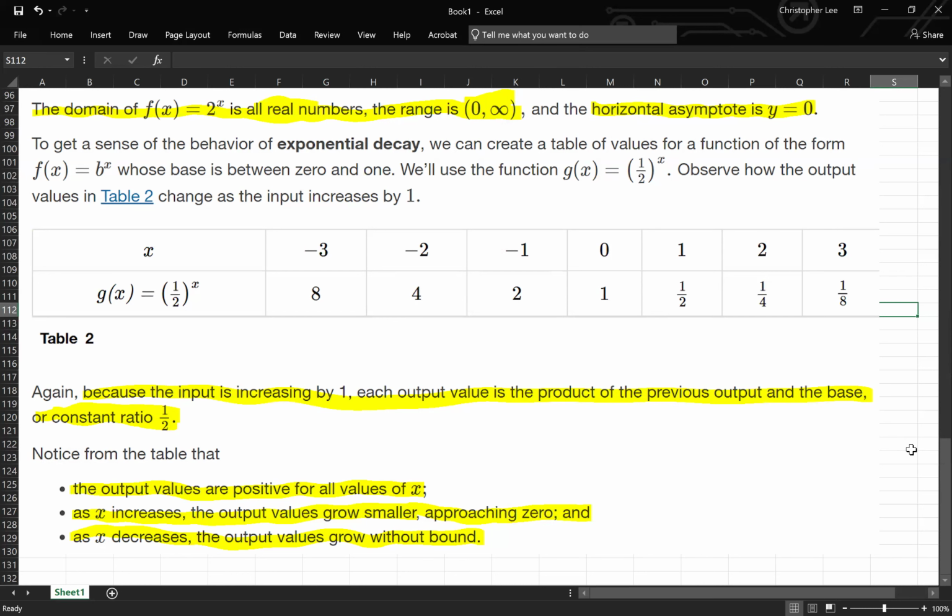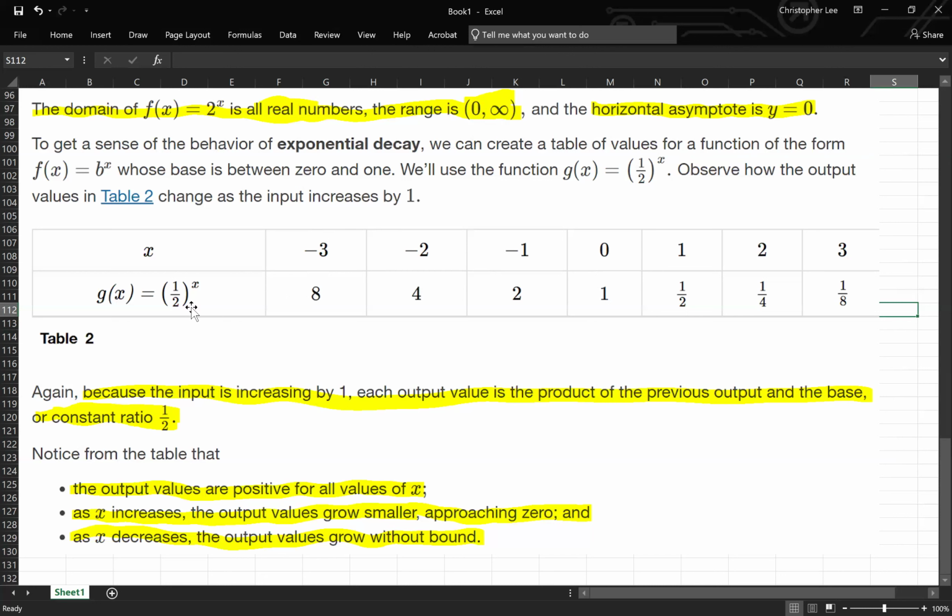To get a sense of the behavior of exponential decay, we can create a table of values for a function of the form f of x equals b raised to the x power, whose base is between 0 and 1. We'll use the function g of x equals 1/2 to the x power. Observe how the output value in the table changes as the input value increases by 1. All I'm doing is plugging in my x values, -3, -2, -1, 0, 1, 2, 3, and getting my answers out.